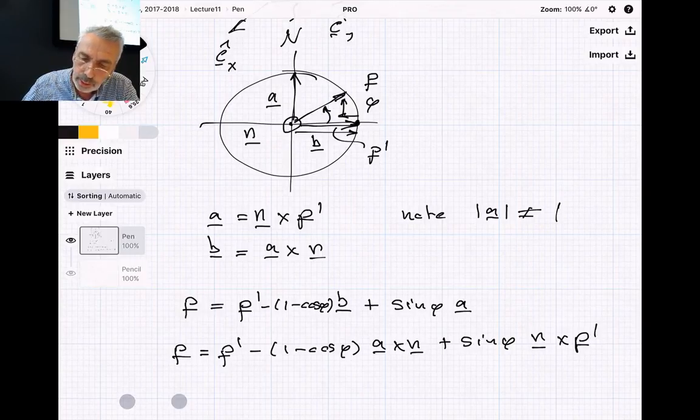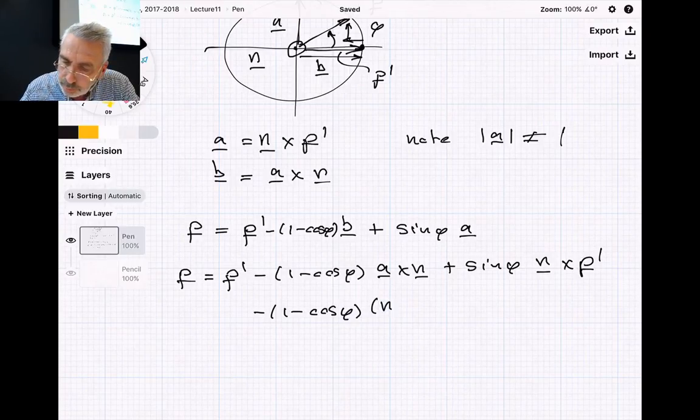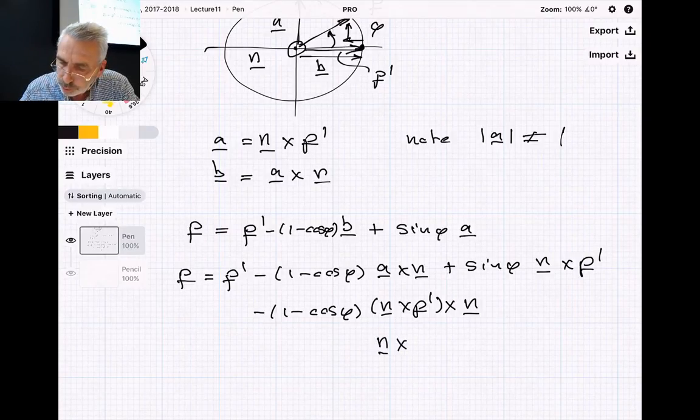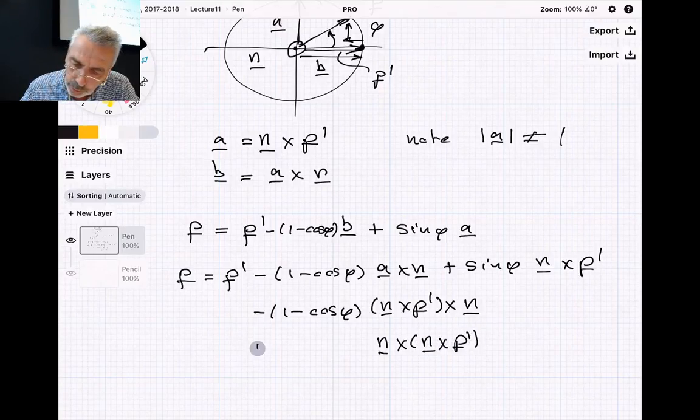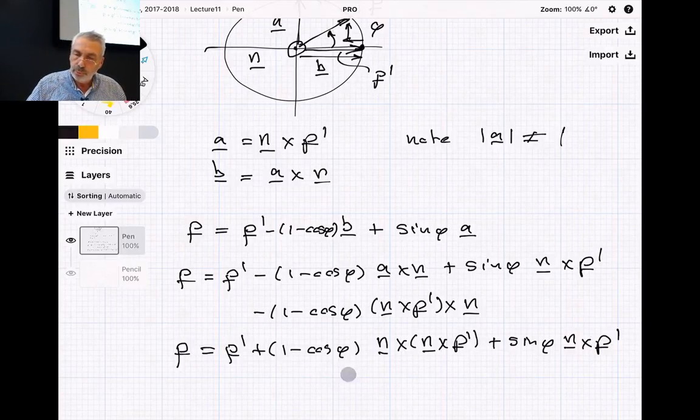Now let's put in A because we want to have everything in N, phi and P prime. I'm going to rewrite this as 1 minus cosine phi, and then the A was N cross P prime cross N, and I'm going to rewrite that, changing the order for a moment. I'm going to do N cross N cross P prime, and then I have to change the sign here, but I can do that. And so I get this finally. How do we get from one to the other in this way? Now everything is expressed in terms of the angle phi, sine phi and cosine phi, the axis of rotation n, and of course the original point.